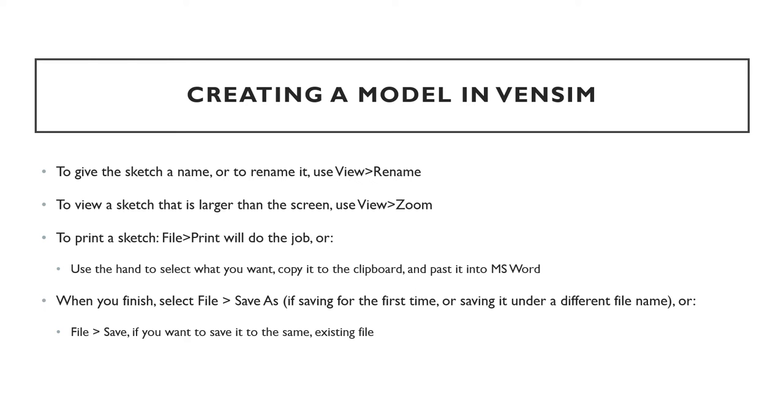You can give the sketch a name or rename it using View followed by Rename. You can also view a sketch that is larger than the screen by using View and Zoom. You can print a sketch using File and Print, or use the hand to select what you want, copy it to the clipboard, and paste it into MS Word and print normally. When you finish, select File, Save As, if saving for the first time or saving it under a different file name, or File, Save, if you want to save it to the same existing file.